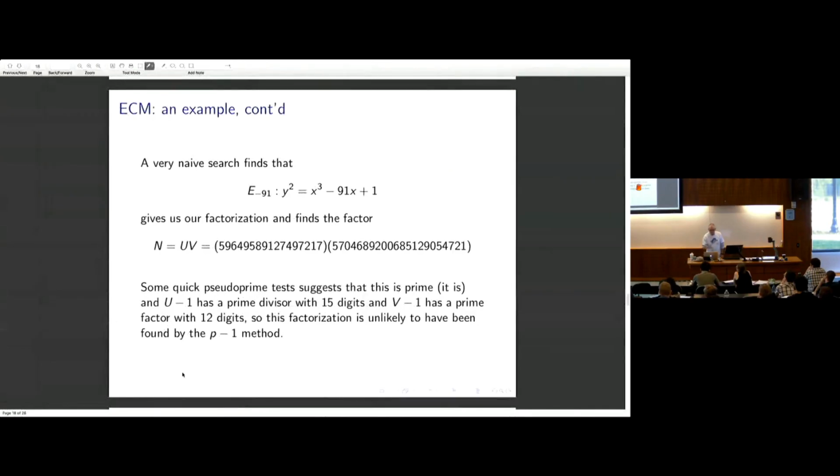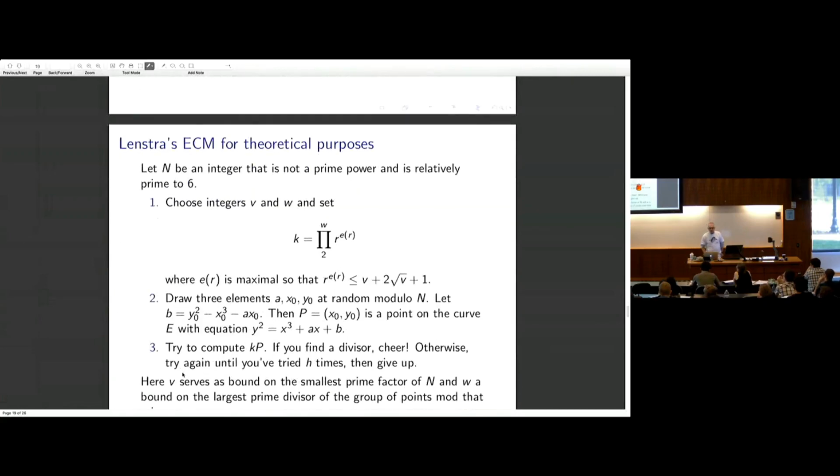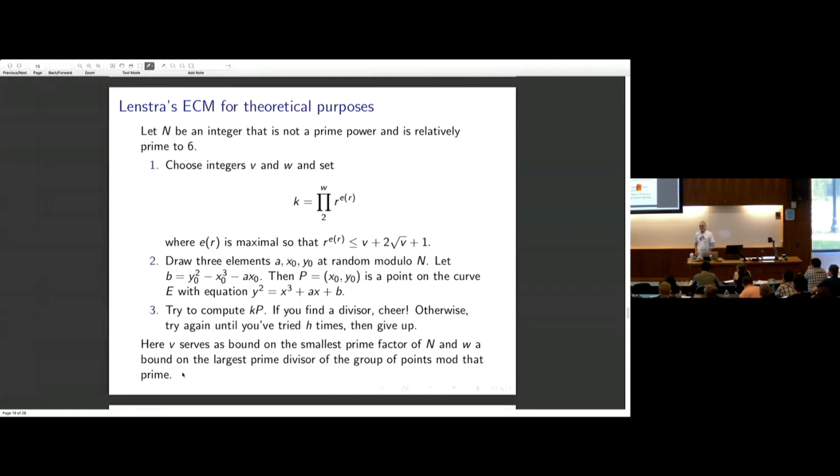Well, that's F7. I think it's still running on the other ones. So how do you understand why this works? Okay, and so this is sort of a statement of the algorithm that is the way Lenstra analyzed it. And there's various parameters that you have to choose.